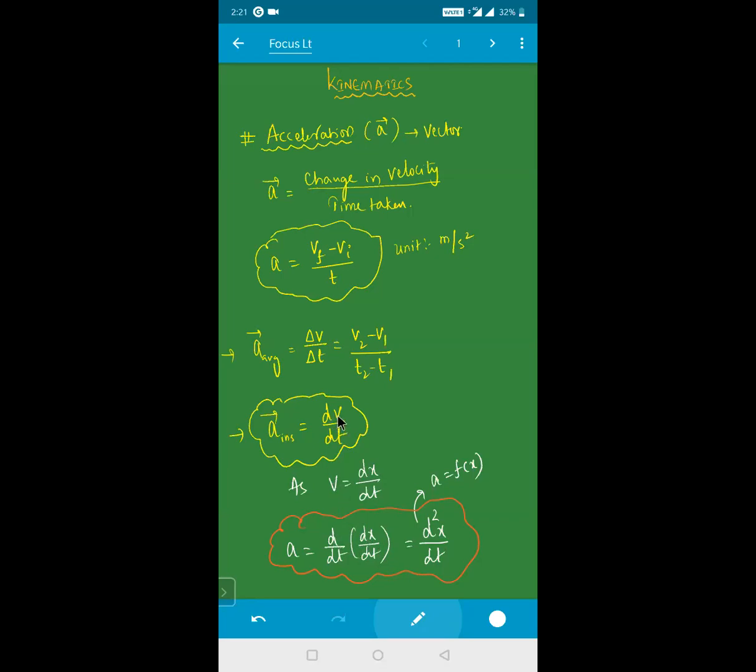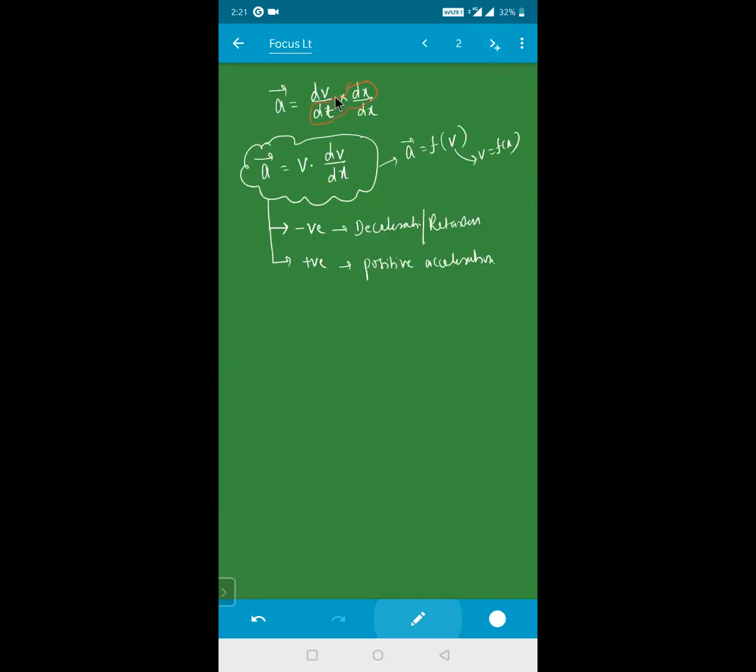See, this v, in place of v, dx by dt, I have taken d into d, that is nothing but d square into x, and dt into dt, that is nothing but dt square. So I have d square x by dt square as a relation. So next one is nothing but what right now? Acceleration as a function of velocity, and this velocity is a function of x. Then what I'm doing is multiplying and dividing by dx on both sides, so dx by dx. This dx by dt is nothing but velocity, and this one is nothing but dv by dx as the relation. Is it clear for everyone?